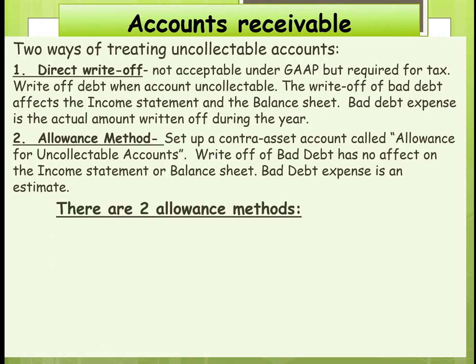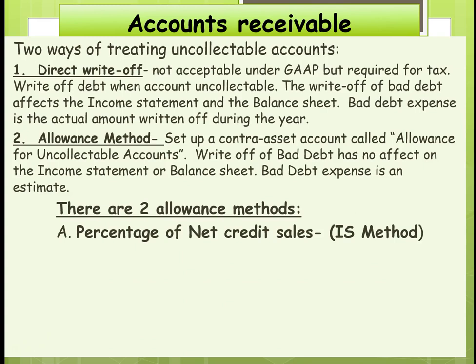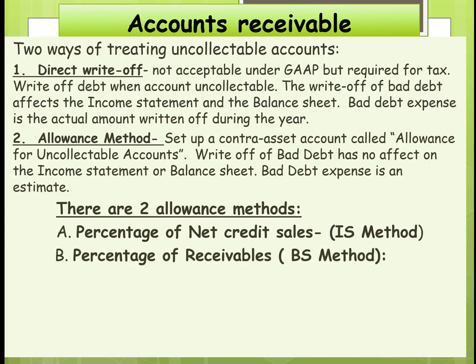There are two allowance methods. Percentage of net sales, and that's credit sales. This is also called the income statement method because sales appears on the income statement. Or the percentage of receivables, which is also called the balance sheet method because accounts receivable appears on the balance sheet.